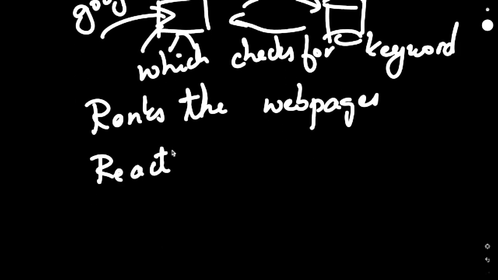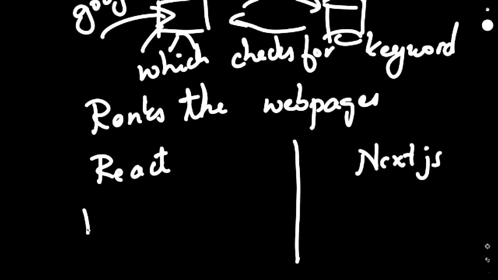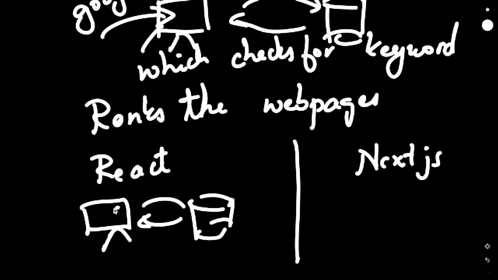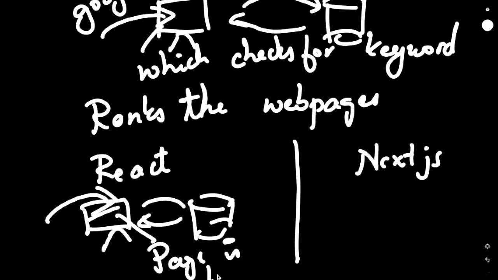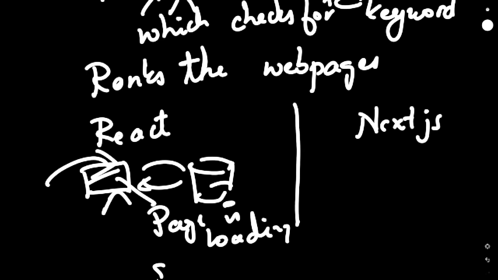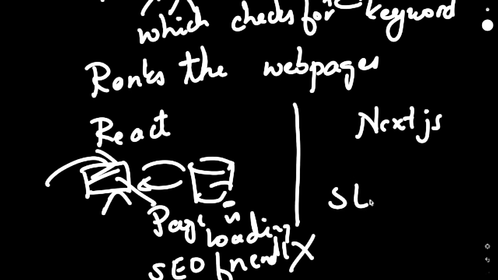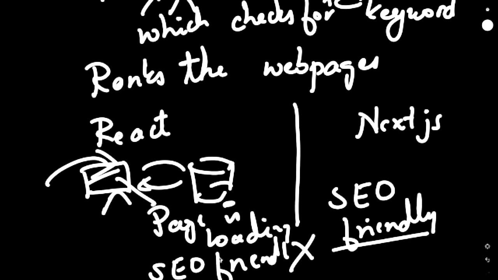Now let's see the difference between React and Next.js with respect to SEO friendliness. In React, when the Google bot crawls through the website, the page is still loading, so it doesn't get any keywords from the metadata. So this is not SEO friendly. Whereas in Next.js, the initial load is reduced to a large extent, therefore the chances of the website getting a better rank are high.